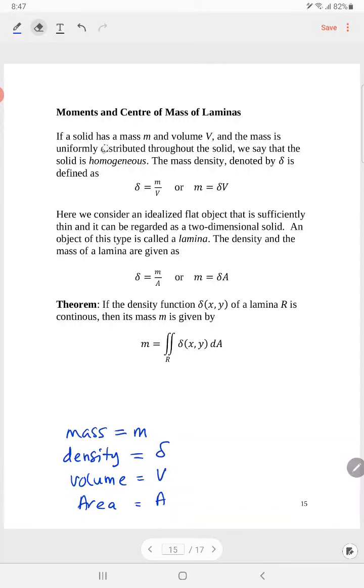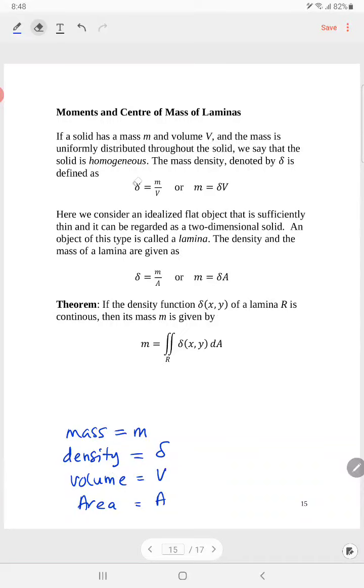If you have a solid that has mass m, where m represents the mass of the solid, and volume v, where v is the volume of the solid, and the mass is uniformly distributed throughout the solid, we say that the solid is homogeneous. So homogeneous is for a solid that has uniformly distributed mass throughout the solid. The mass density, denoted by delta, is defined as density equal to mass divided by volume. So m is for mass, v is for volume, delta is for density.